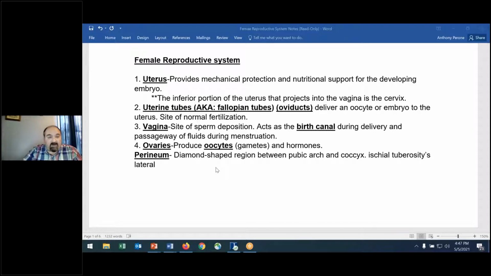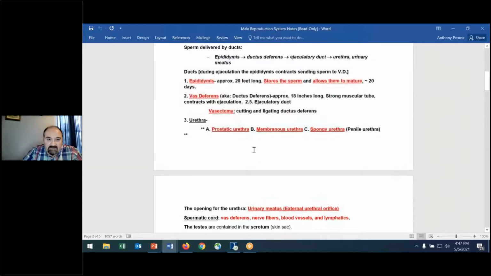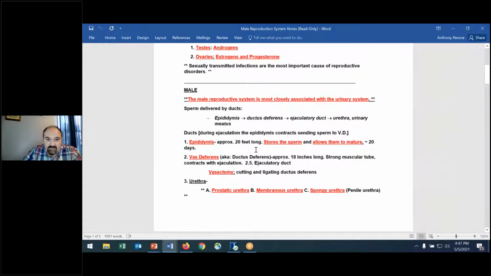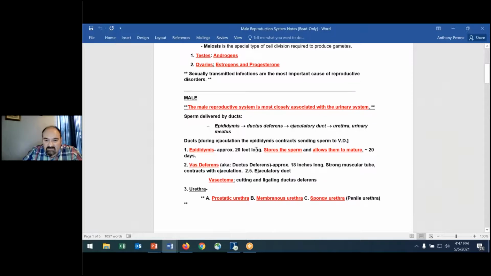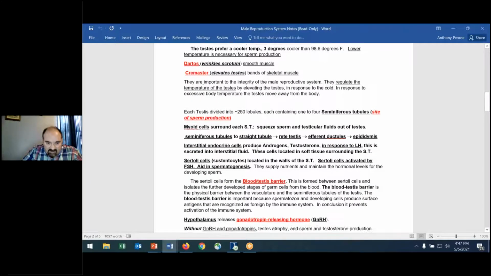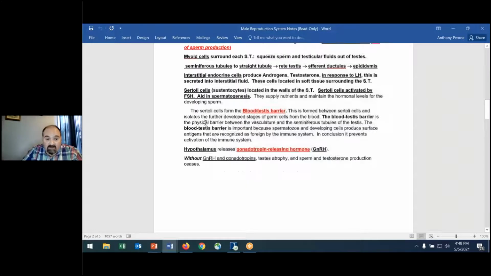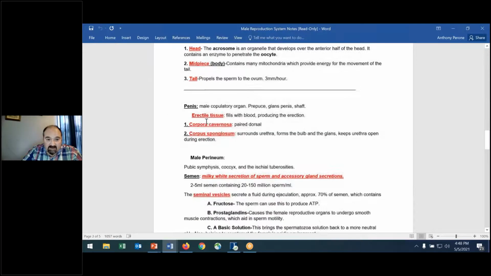As far as the perineum, we talked about it last week for the male. Let's go back for a moment and take a look at the male perineum. If you'll give me just one moment, I apologize. I should have had it queued up, because I wanted to talk about luteinizing hormone and FSH for the female reproductive system, and again show you what's going on in the male reproductive system. So let me get to the perineum for one moment.